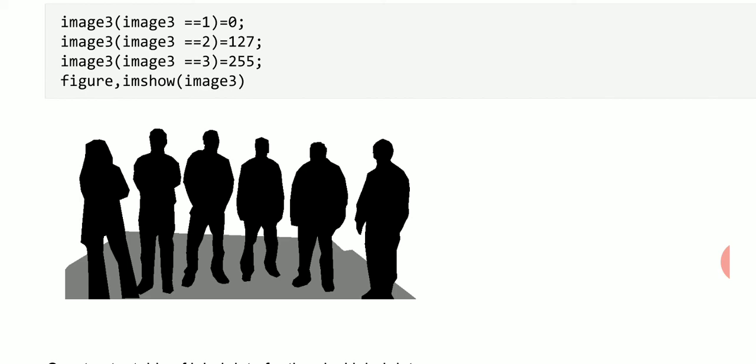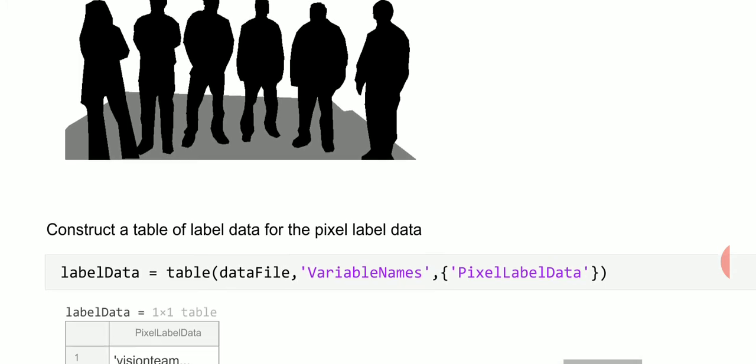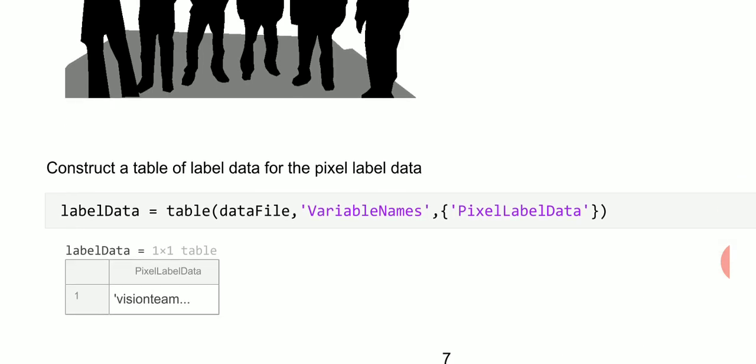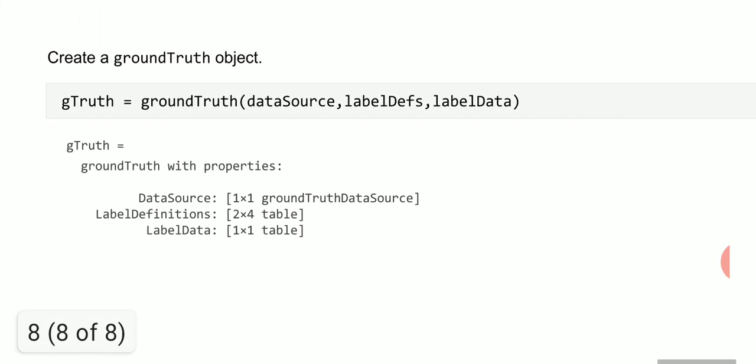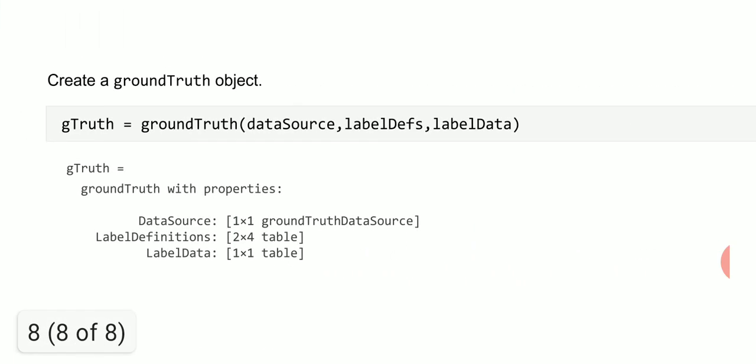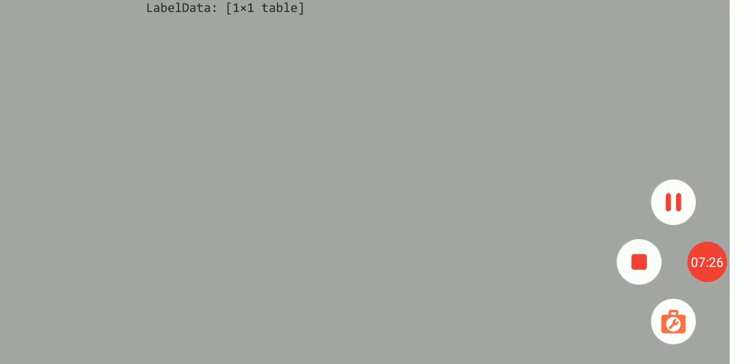So where we had a 1, we had a person. Where we had a 2, we had a 127, so that would be the floor that they're standing on. And where there was a 3, that was the background, and we made that 255, which would be white. As before, we can create the label data. And then, just to round it off, we create the ground truth with the data source, the label definitions, and the label data. Okay, so I hope that helps a little, and thanks very much for listening.